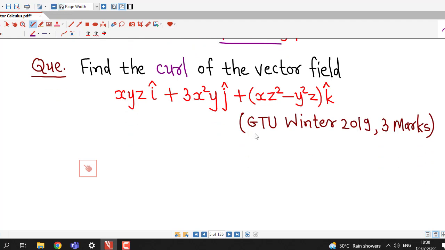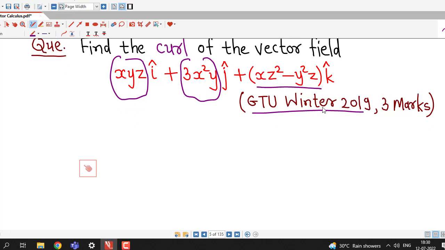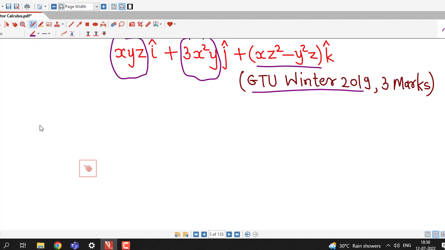We consider one question about curl of a vector field. This question was asked in GTU Winter 2019 exam. Here we are asked to find the curl of this vector field. So here we can see these are the components of given vector field: xyz, 3x square y, x z square minus y square z. So we can directly start by the definition of curl.